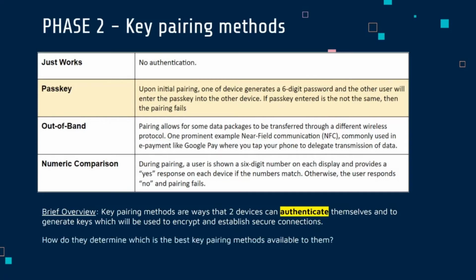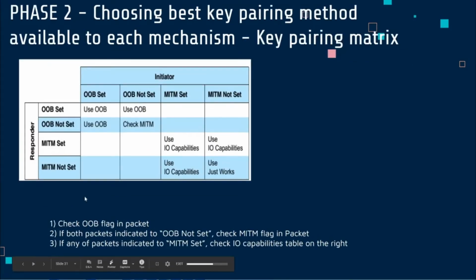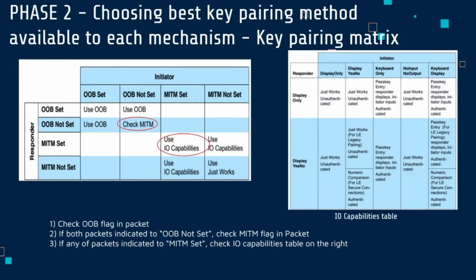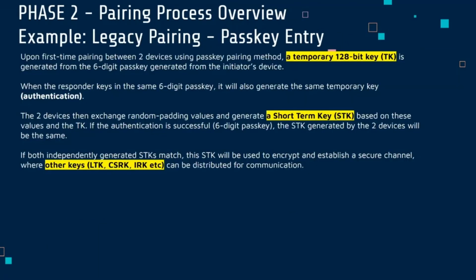So the question now is, how do they determine which is the best key pairing method available to them? In BLE, they have a key pairing matrix. This key pairing matrix will be used to decide which key pairing methods are the most appropriate to them. As shown in the left diagram, they will first check the OOB column in the request packet shown earlier. If both are not set, they will check the MITM column. Looking at the bottom right of this matrix, if one device mentioned that they require MITM protection, they will refer to the input or output capabilities table on the right. For example, if both devices have only display capabilities, according to this matrix, they will use the Just Works key pairing method.